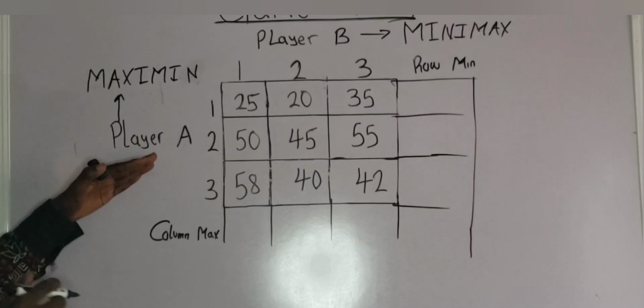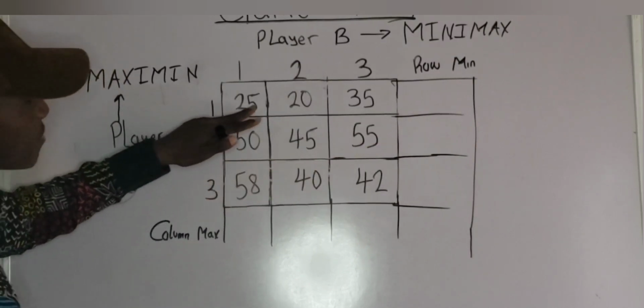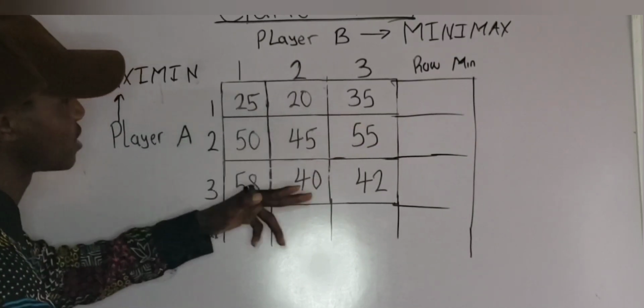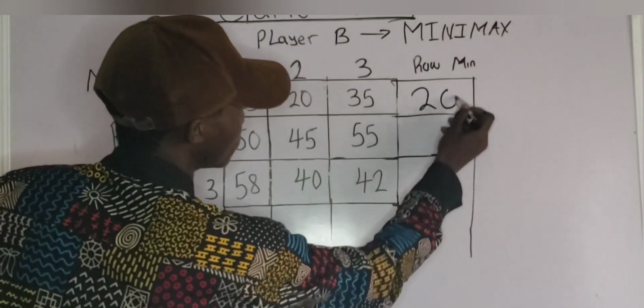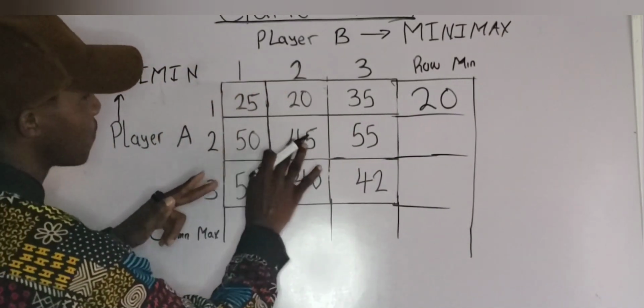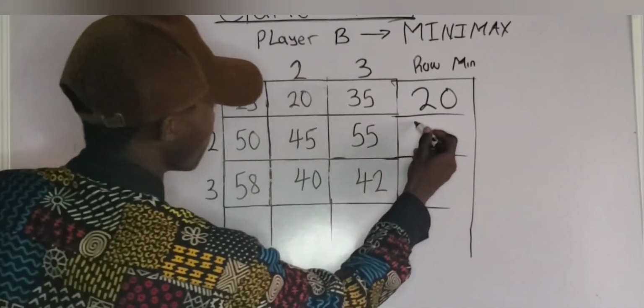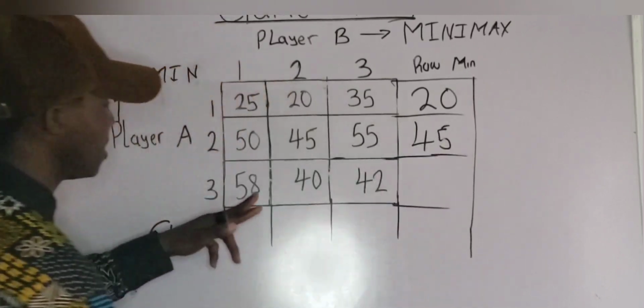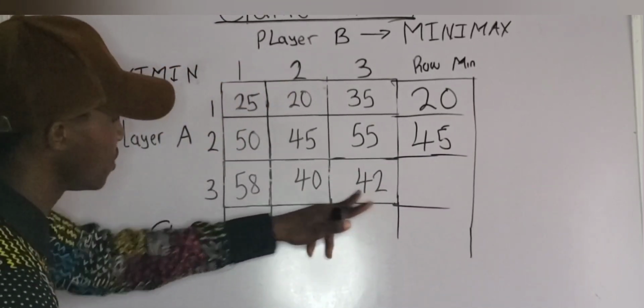Do you understand? So let's find the minimum. The minimum among 25, 20 and 35 is what? 20. So the minimum here is 20. The minimum of 50, 45, 55 is 45. The minimum of 58, 40, 42 is 40.